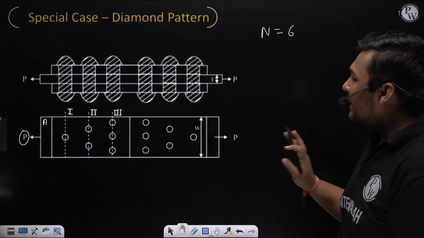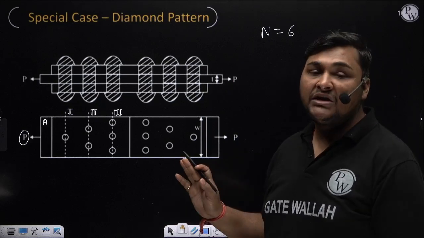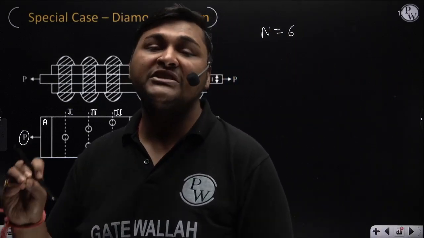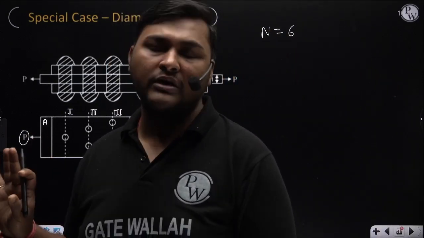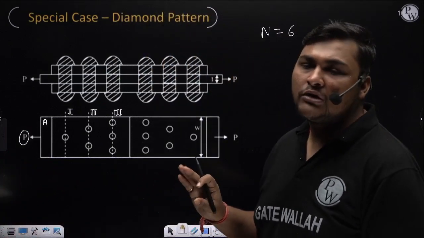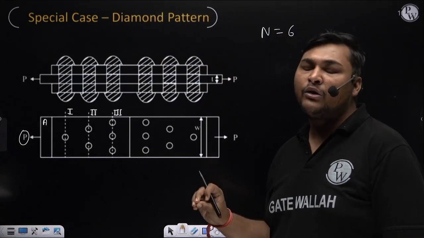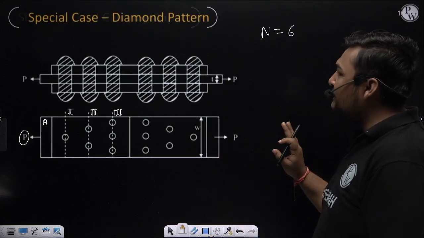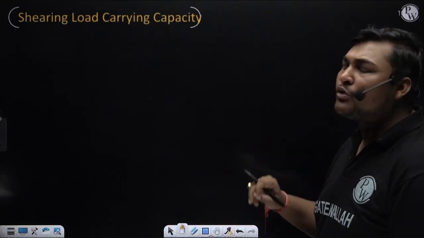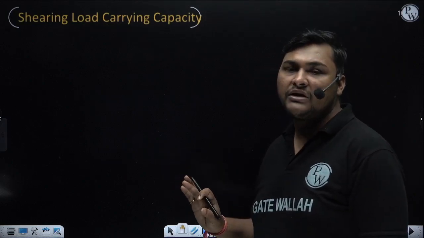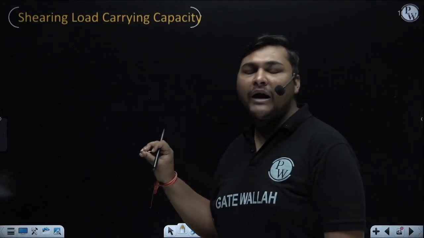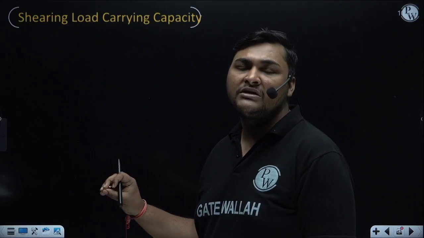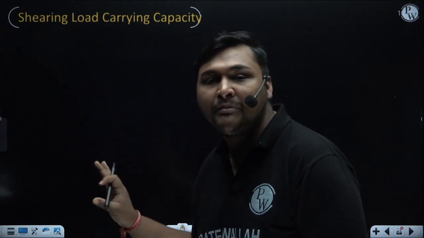Now, in the diamond pattern, there will be no change in the formula to calculate shearing load carrying capacity and crushing load carrying capacity. Means, in the diamond pattern also, the method to calculate them will remain the same. So first I am explaining the formula or concept to calculate shearing load carrying capacity and crushing load carrying capacity, because that concept will remain the same in the diamond pattern also.